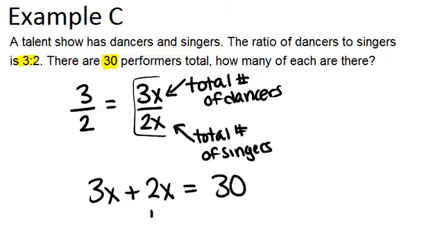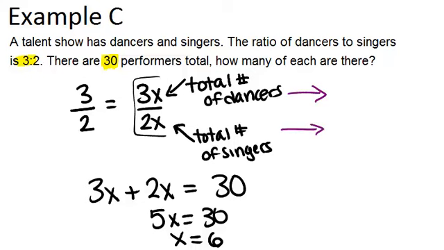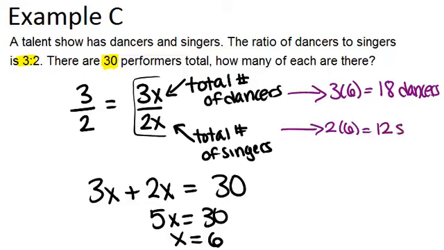So that means 5x equals 30, so x equals 6. That means I can go back over here and figure out how many dancers there are and how many singers there are. There were 3x dancers, so since x is 6, there are 3 times 6, or 18 dancers, and 2 times 6, or 12 singers.